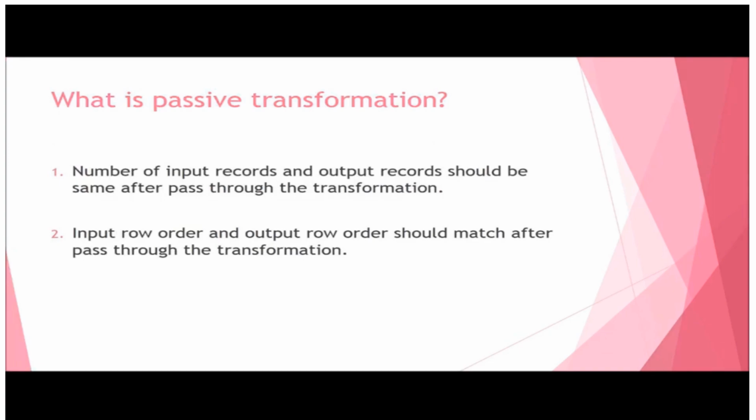A passive transformation is a transformation which does not change the number of rows and the order of the rows when the records pass through it, which means the count of the input records and the count of the output records should be the same, and also the row order of the input records and the output records should remain the same after passing the records through the passive transformation.